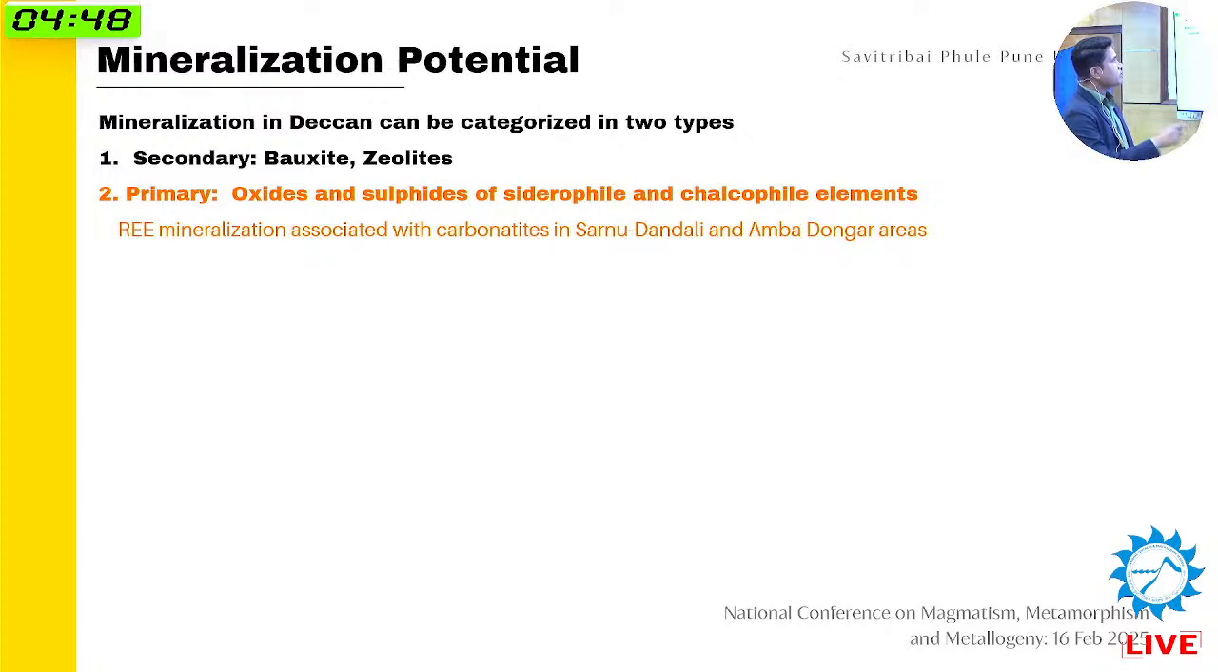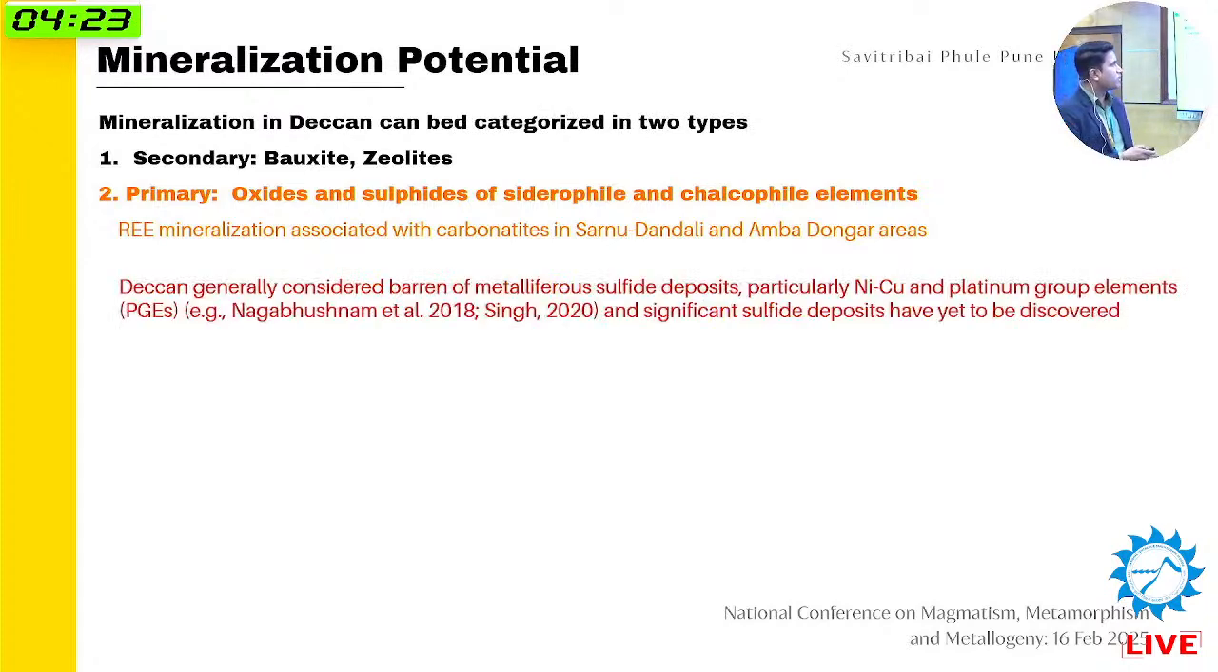Just two slides on the mineralization potential of the Deccan. I categorize mineralization in the Deccan into two. One is secondary, which contains bauxite and zeolites. Another is primary mineralization of REE oxides as well as magmatic sulfides. We have REE mineralization already reported from the carbonatites in the Sarnu-Dandali and Ambadongar areas. In Ambadongar, it went up to the auction stage, while in Sarnu-Dandali, exploration is still going on.